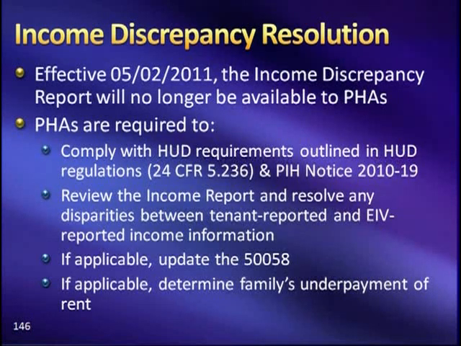And basically, you're going to review the EIV income report, identify any income that is unfamiliar to you, and remember, when you're doing the annual re-exam, you're looking at what was reported on the last 50058. And if you see on the last 50058 that the only income was child support, and then you look in EIV and you see 2 years worth of employment information and Social Security benefits for the last 10 years, are you or are you not going to have a conversation with your tenant?